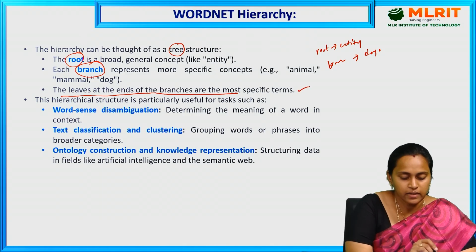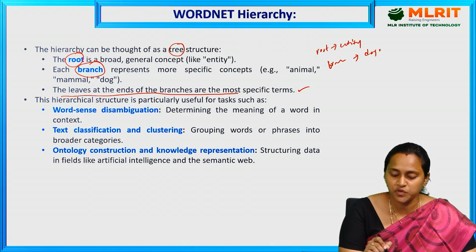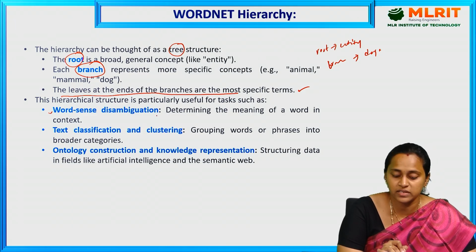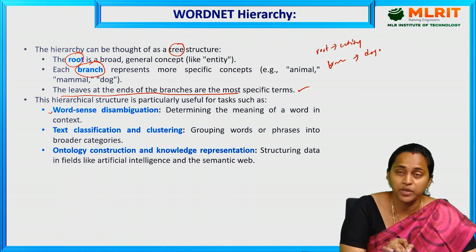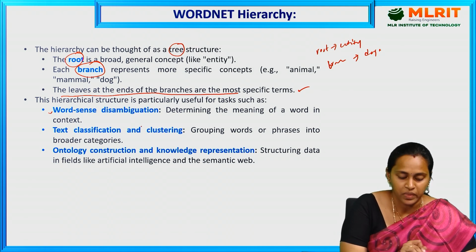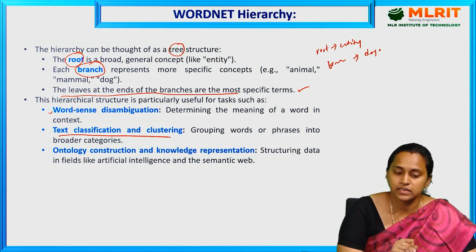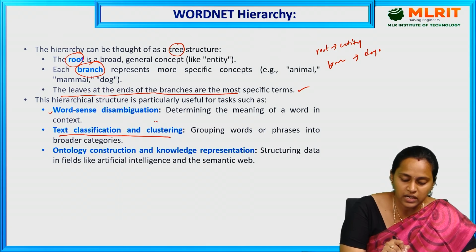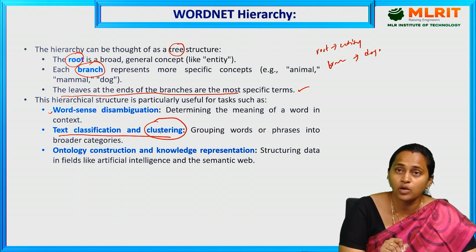Let's see, this hierarchical structure is particularly useful for word sense disambiguation. In the previous video we discussed word sense disambiguation. That means we have to remove the ambiguity by taking the multiple meanings according to the surrounding text. Next, text classification and clustering. What is the meaning of text classification? We can divide the words into groupings based on clustering, meaning collecting small groups, that means combining small groups of words.